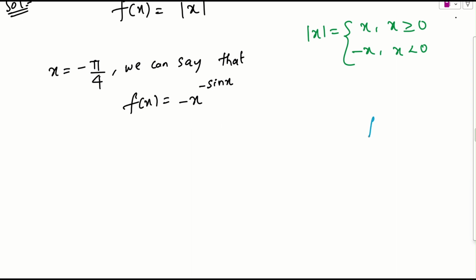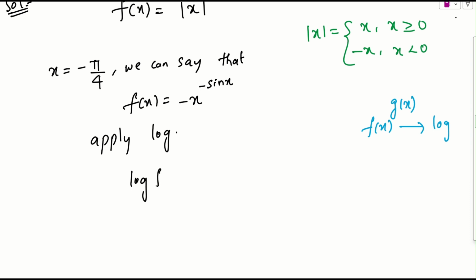Whenever you have a problem, f of x raised to the power g of x, simply what should we do? We have to apply log on both the sides. Agree? So we apply log on both the sides. The same thing I'll be applying here. So this is nothing but log of f of x must be equal to log of minus x raised to the power minus sin x.